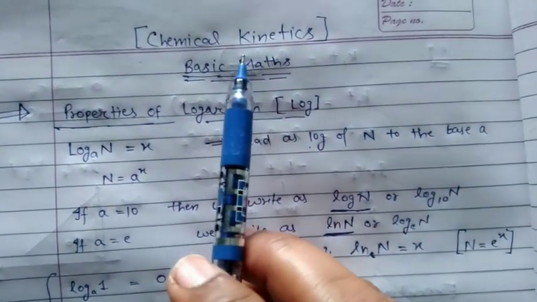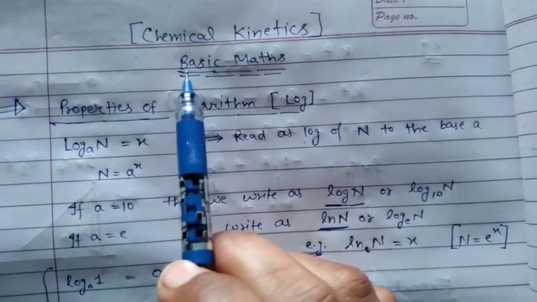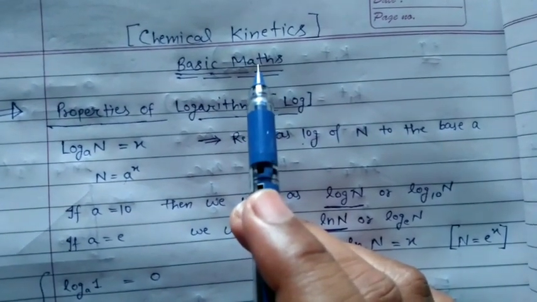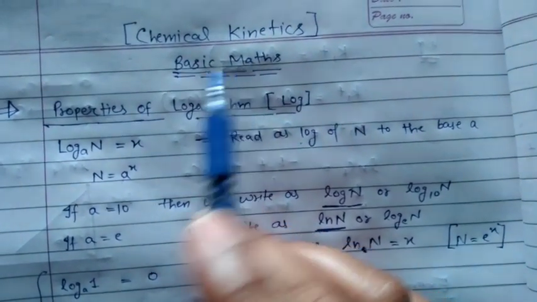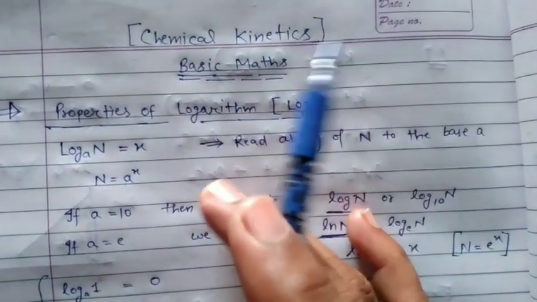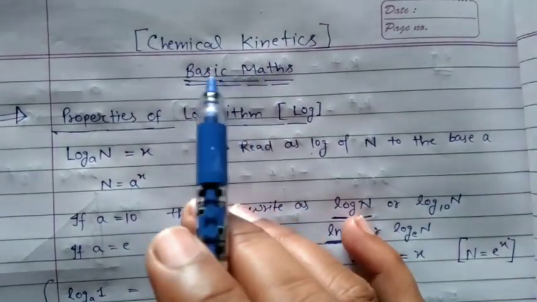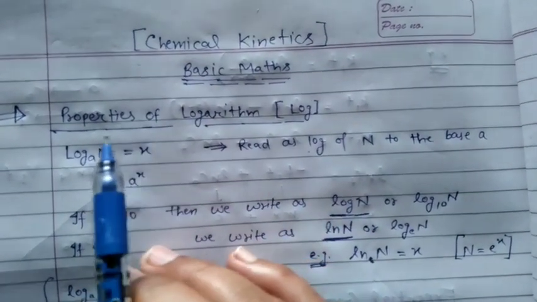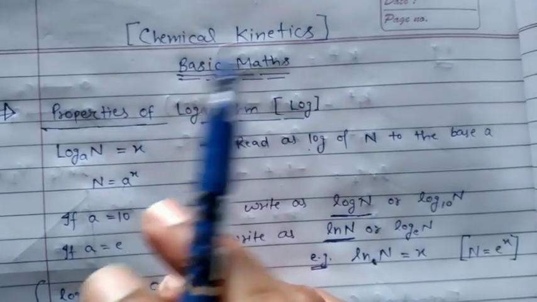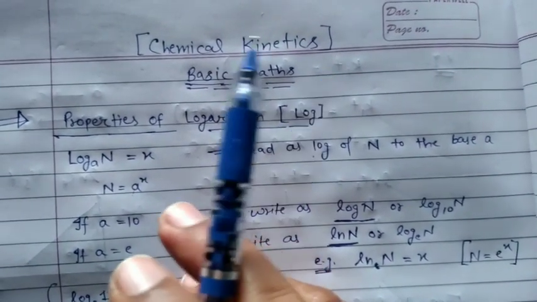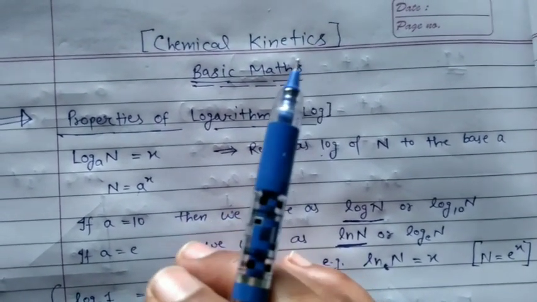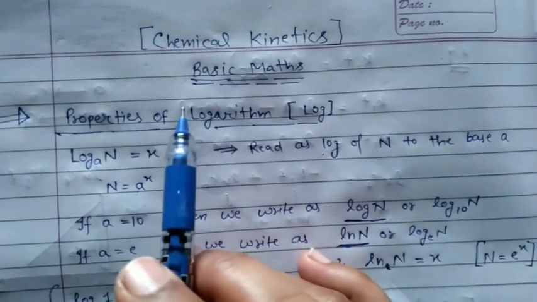But before starting the chapter, we will learn some basic mathematics used in this chapter, because students from a biology background feel difficulty in solving numerical problems and in drawing different types of graphs in this chapter. In this lecture, we will learn about some basic properties of logarithm and how to draw different types of graphs, and we will also learn some basic formulas of integration and differentiation. So let's start the lecture.